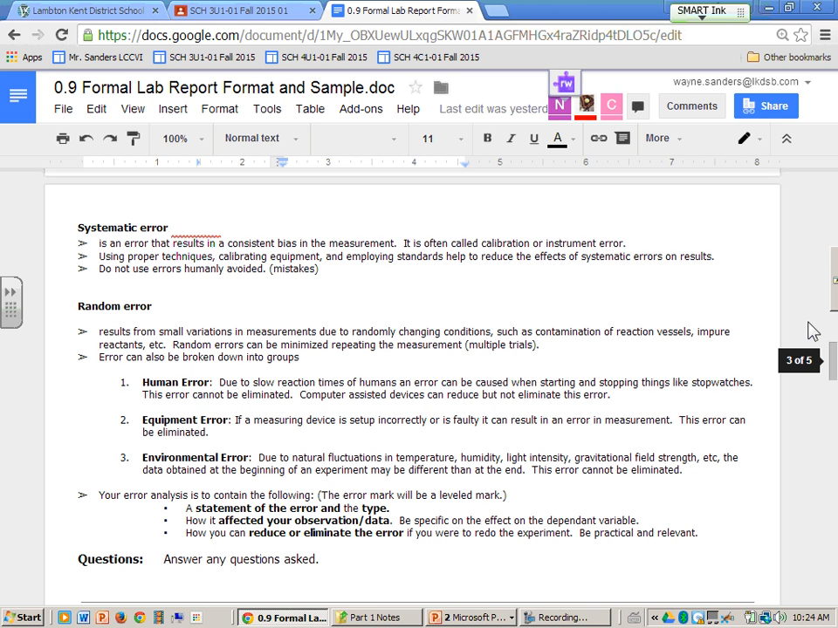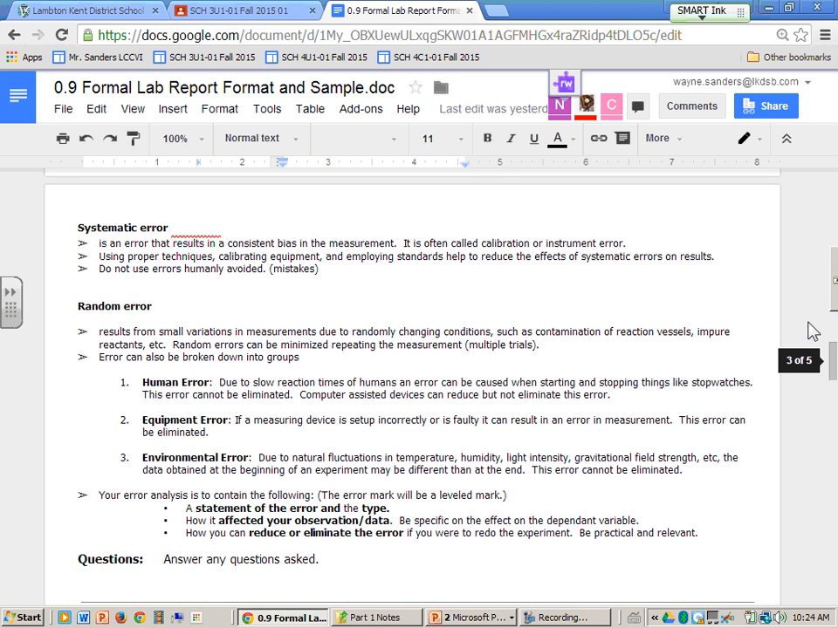Do not use errors that can be humanly avoided. In other words, if you've made a mistake, that's something different, right? If you have to read a volume and you say the error is in the volume of the graduated cylinder because my partner doesn't know how to read a graduated cylinder, that's not an error. That's something where you say, hey partner, let me show you how to read a graduated cylinder. I will inform you and teach you, then they read it properly. So errors are built into equipment. They're not mistakes.